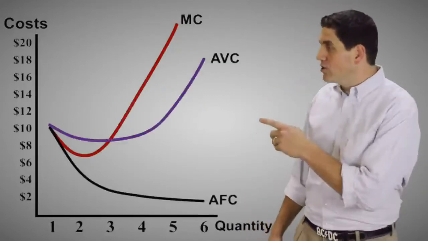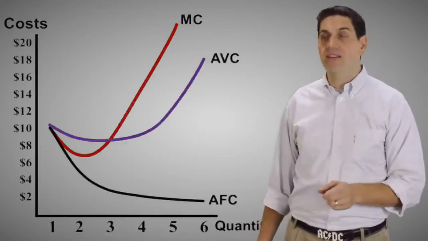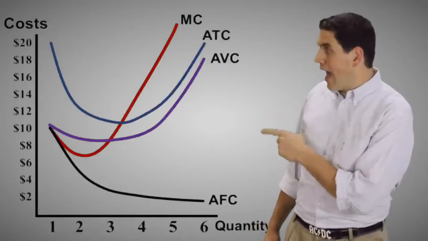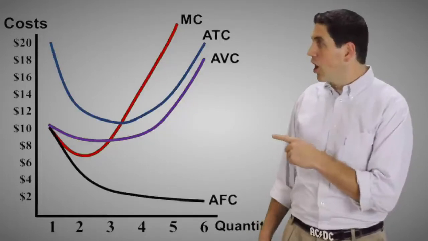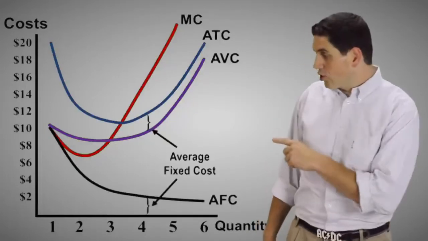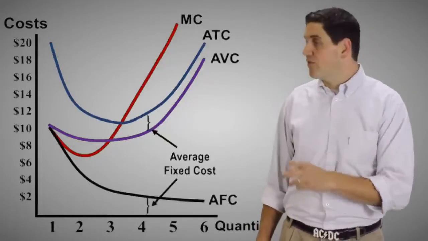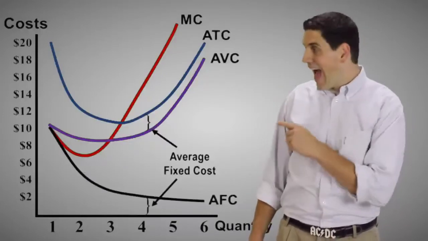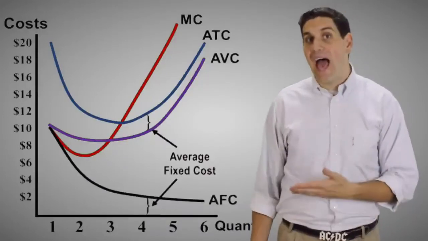Average variable cost goes down and up, and it hits marginal cost at average variable cost's minimum point. The average total cost also goes down and back up, and it hits marginal cost at ATC's minimum. Notice the vertical distance right here is the same as the vertical distance right there. That's because the average fixed cost plus the average variable cost equals the average total cost.